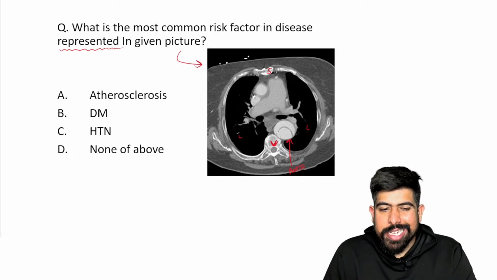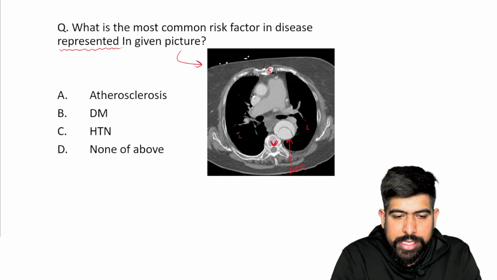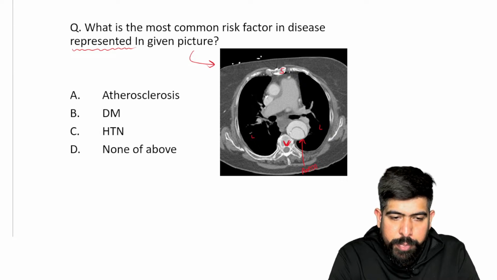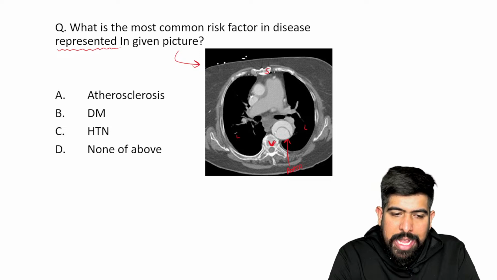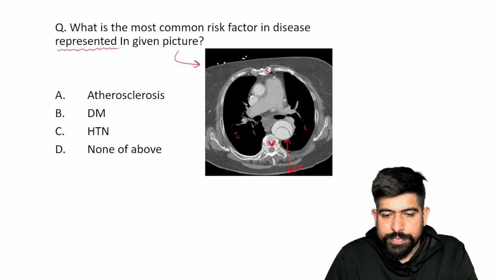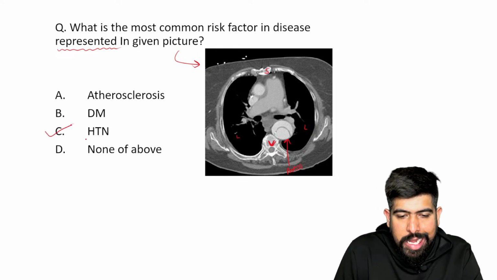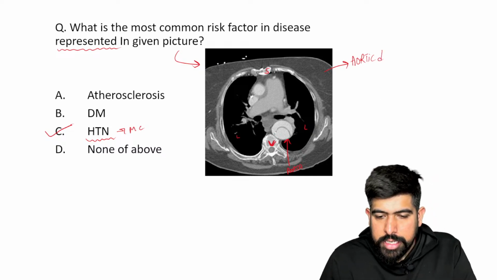Very good, doctors. In this condition where we are seeing this, that is your what? Is it perfect, doctor? That is hypertension. Perfect. So your answer should be hypertension in this condition. Hypertension is the most common cause of aortic dissection.